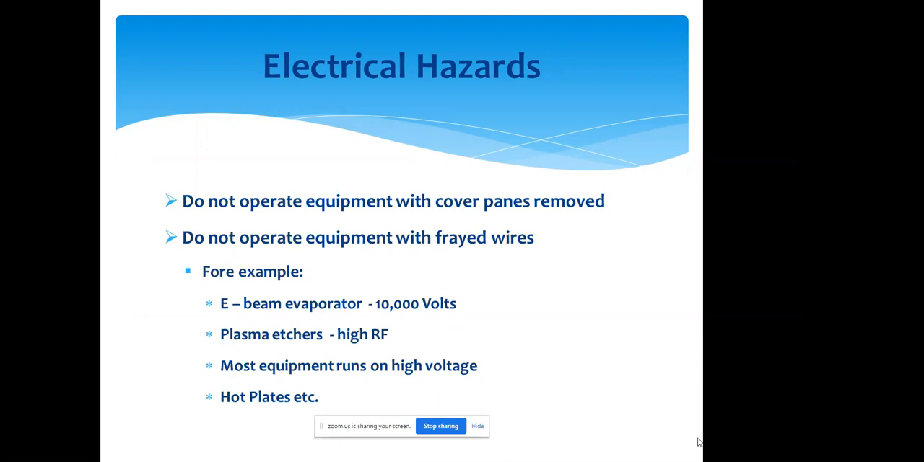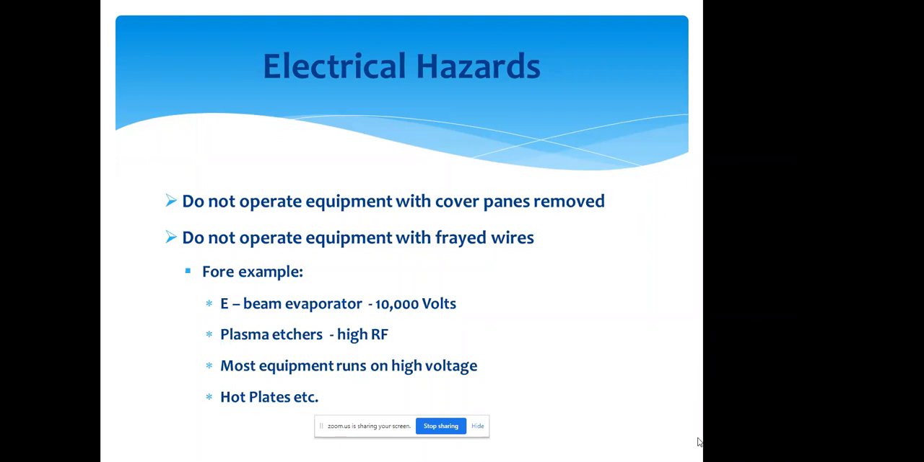Most clean rooms do have signage that will tell you that, okay, you want to work on the PECVD. They would put in a green sign that says you can work on it because it's ready to go, or a red sign that says no, stop. Or maybe they will put on a sign that says this is under maintenance.